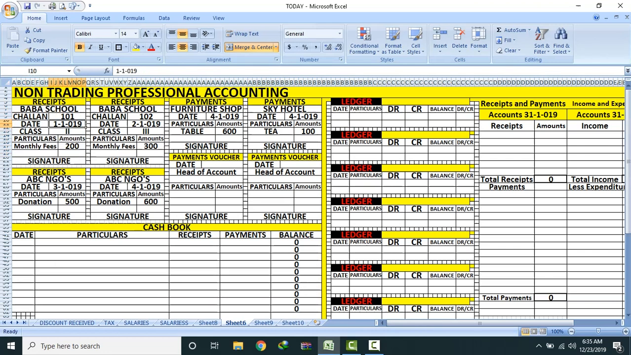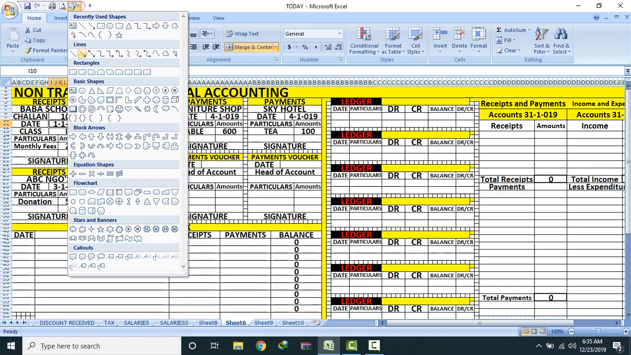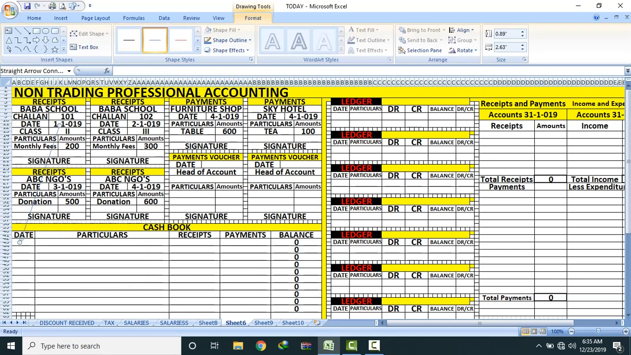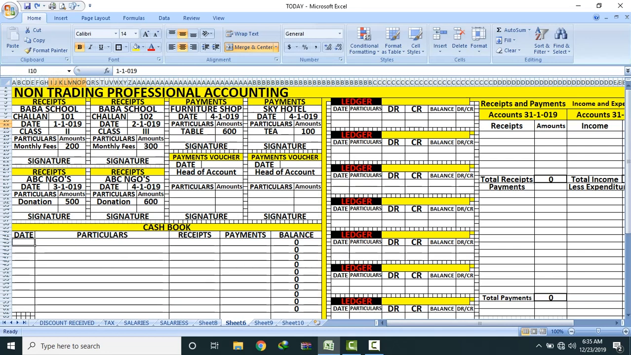When you receive a challan, this debt, right here. First, 1109, grant. Suppose we receive a grant from the government of 2 lakh.